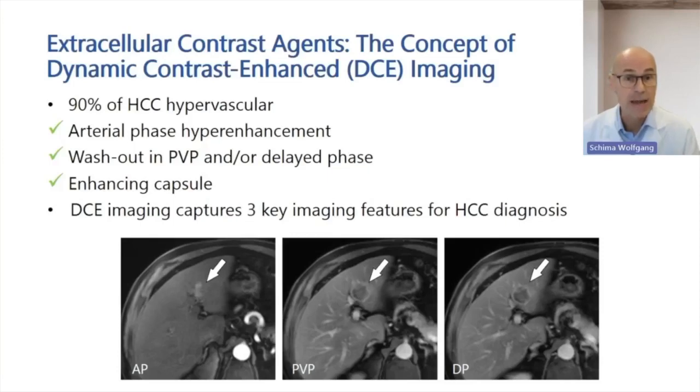Here you see such an example. In the left lobe, you see a non-rim hyperenhancing nodule in the arterial phase, and you see there is washout in the portal venous phase and in the delayed phase, and you see an enhancing capsule.